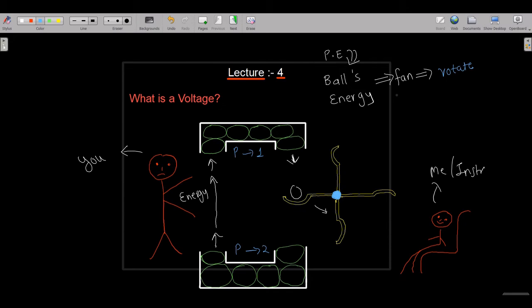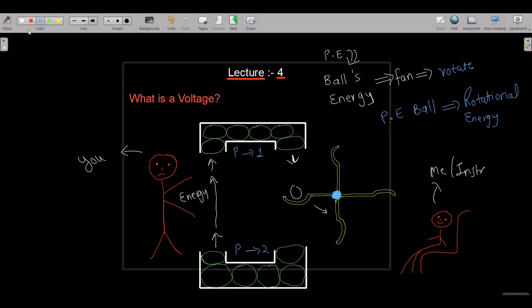So that means the potential energy of the ball, or just think of it as the energy we had given to the ball by inserting it in pipe 1, got converted into rotational energy, and due to this reason the fan rotated, otherwise it wouldn't have rotated. I hope you are getting me.